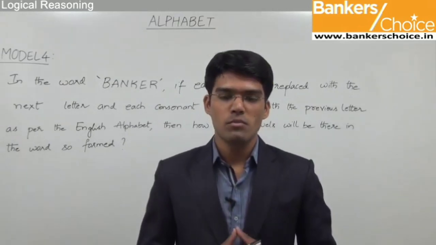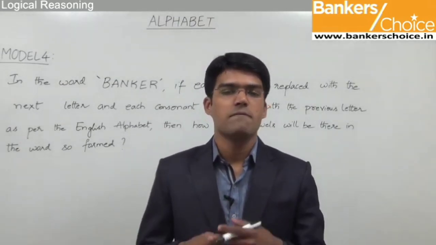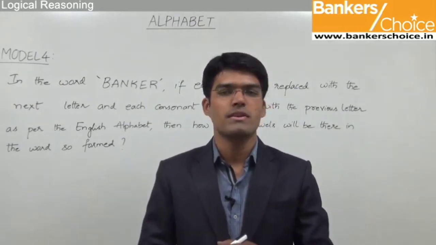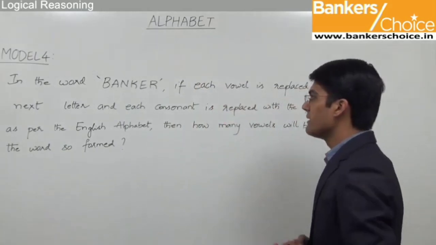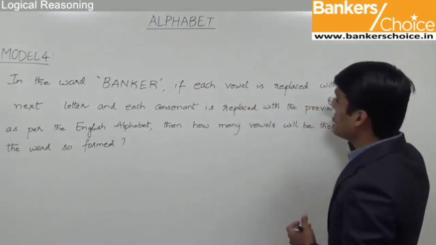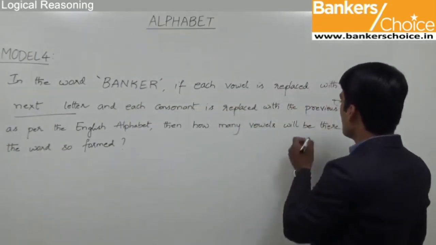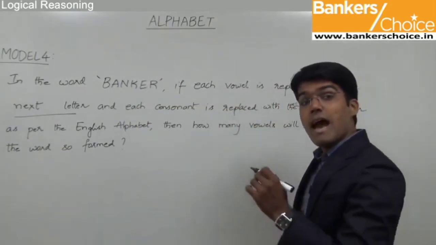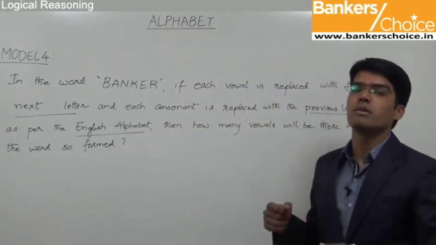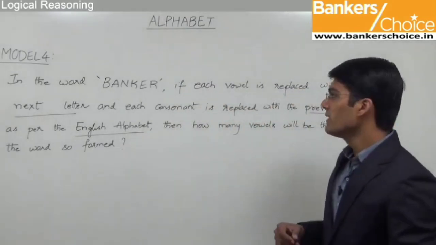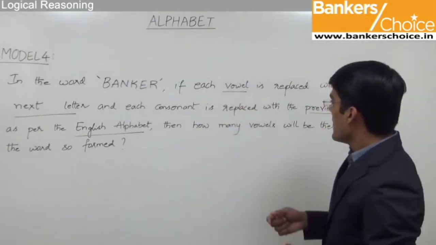Let us now take the fourth model from alphabet, where we are supposed to replace the letters of the given word and find out the number of vowels or consonants in the new word formed. The question here is, in the word banker, if each vowel is replaced with the next letter and each consonant is replaced with the previous letter as per the English alphabet, then how many vowels will be there in the word so formed?